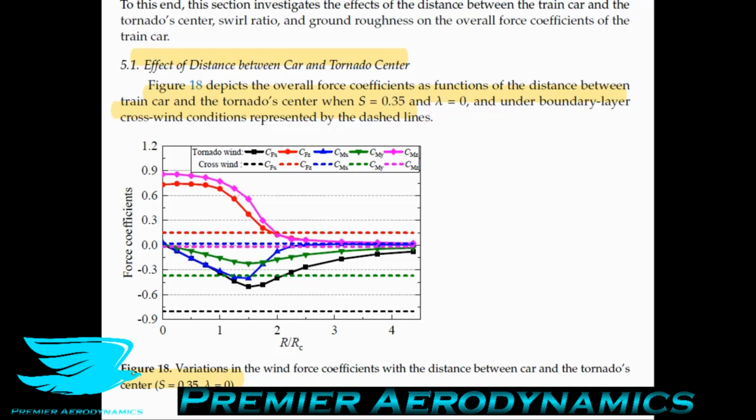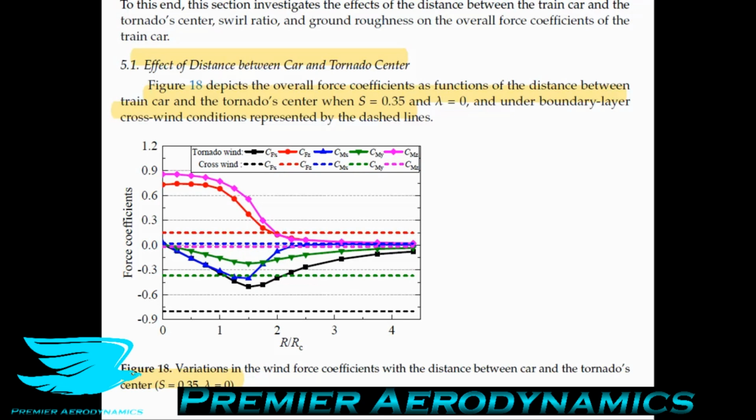So under the tornado wind loading, the lift coefficient and yaw moment coefficient of the train car exhibited the most unfavorable values near the tornado center. So that's completely opposite. For the other values, where we had the side force and rolling moment and the pitching moment, at the core of the tornado, these values were zero. But when you're at the core, the lift coefficient and the yawing moment coefficient skyrocket.